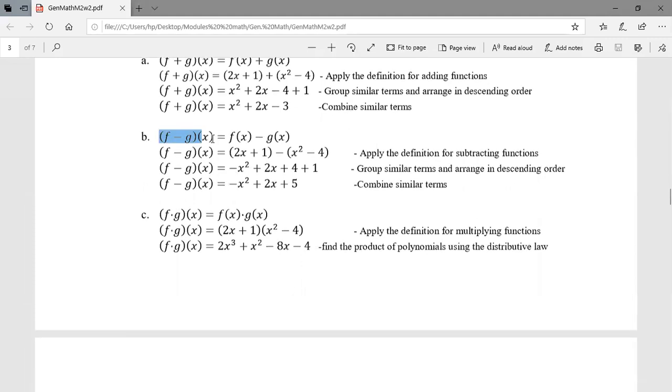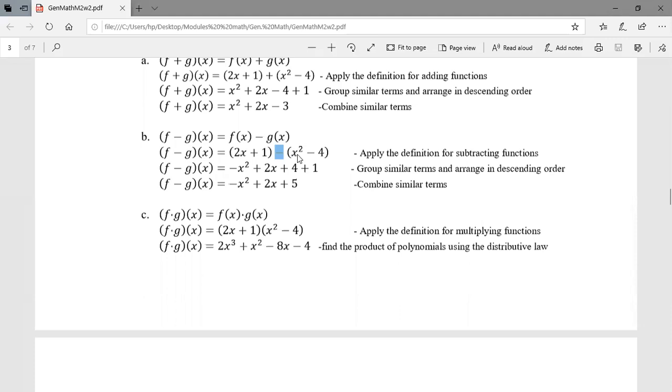Sige, f minus g of x is equal to f of x minus g of x. So, apply the definition for subtracting functions. So, our f of x is 2x plus 1 minus x squared minus 4. Okay, so si negative atong gi-distribute dani.